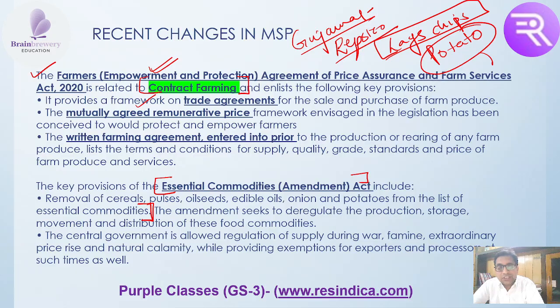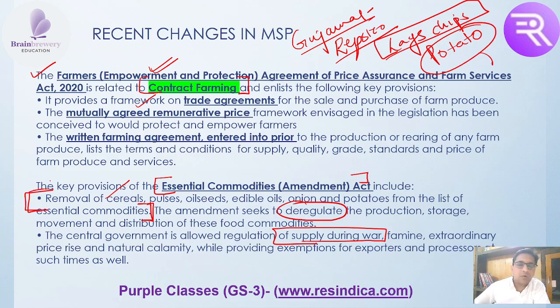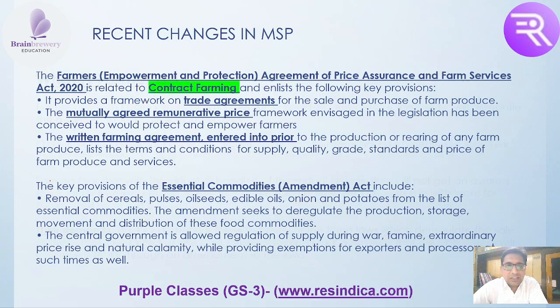with cereals and pulses. The government is not going to control production, storage, movement and distribution. If it is an essential commodity, then the government has good regulation. So the government wanted to deregulate these crops. The government is allowing regulation of supply during war, that means if there is any war, pandemic or any extraordinary situation, then we can regulate this. Otherwise there is no need to regulate this market because we are already self-sufficient in that.